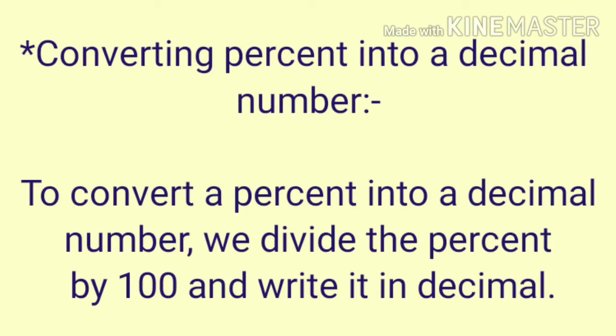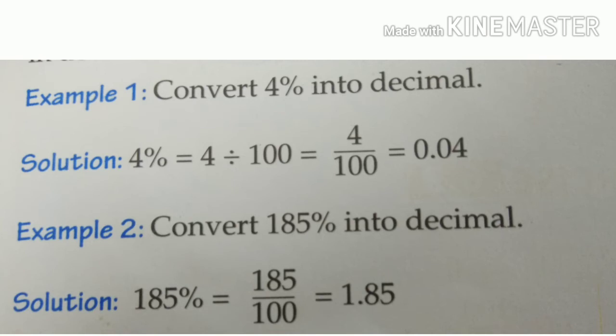Second topic is converting percent into a decimal number. So to convert a percent into a decimal number, again we will divide the percent by 100 and then write it in decimal. Okay, so note down this in your copy. Now look at these examples. Example 1. Convert 4% into decimal.